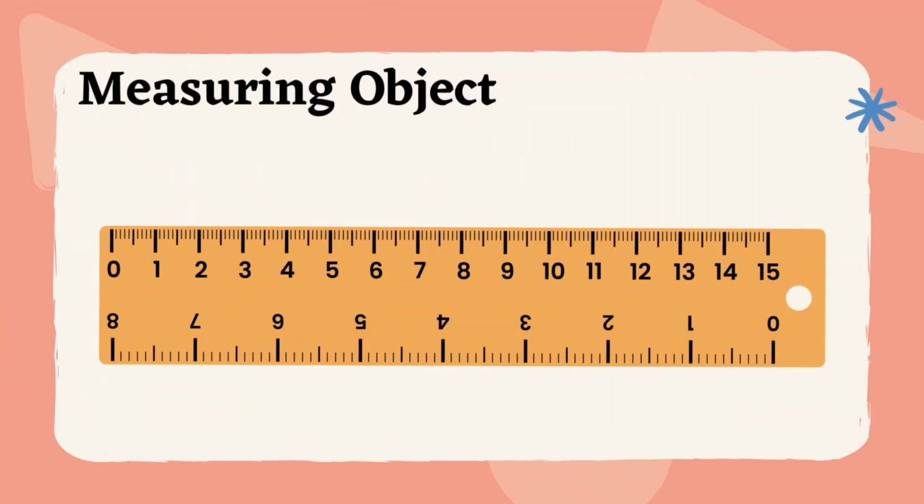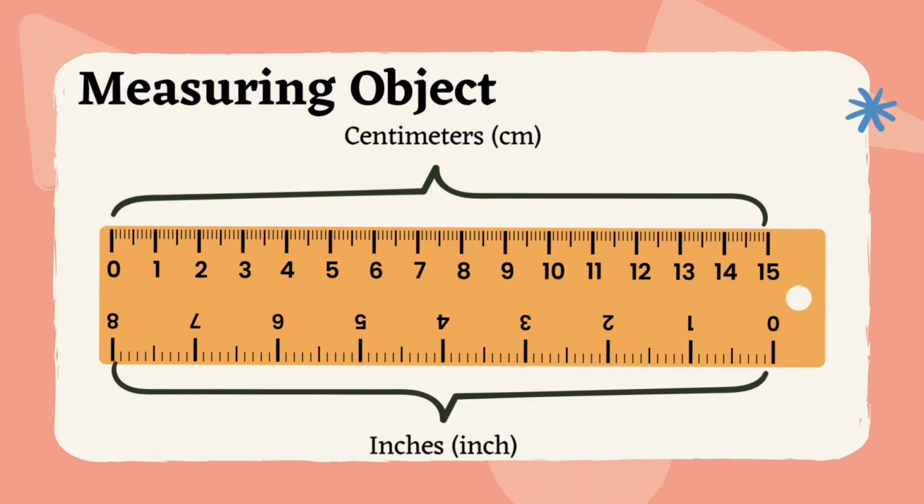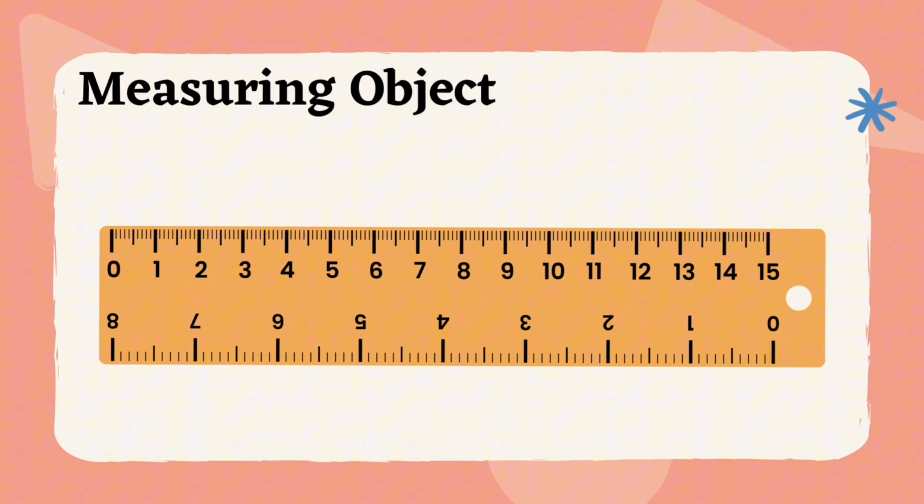A ruler has 2 sides. One side measures in centimeters and the other side measures in inches. In this video, we'll focus on centimeters first. To use a ruler, we have to make sure the ruler is straight and always start from 0. Then, read the numbers carefully on the scale.